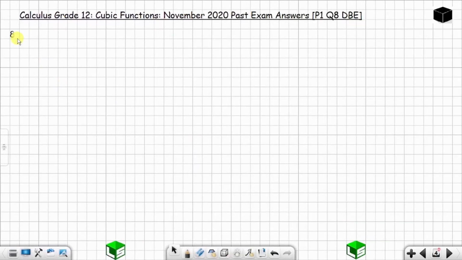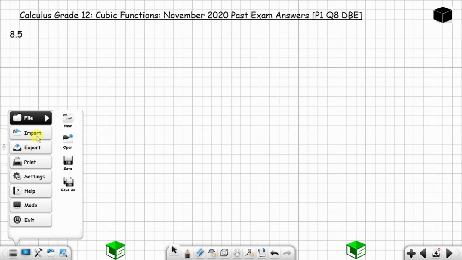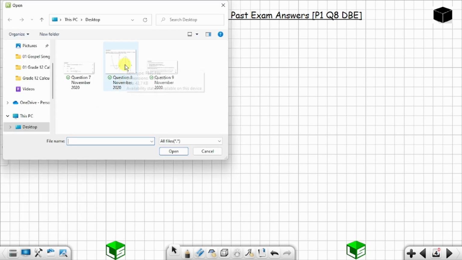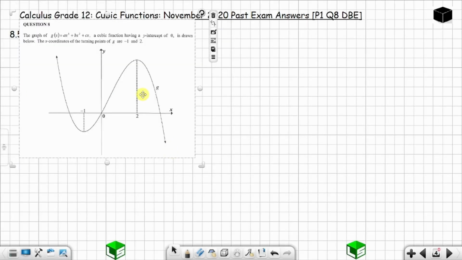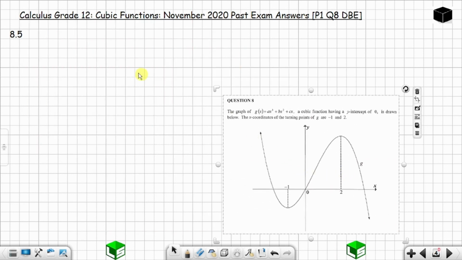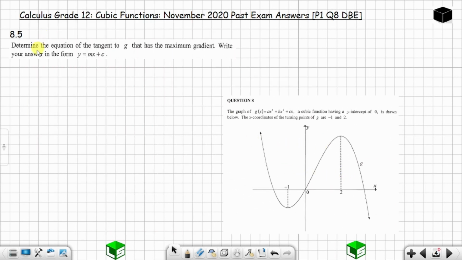And now 8.5. Let's get the question again. Question 8 from November 2020. Okay. So this is the question. What is the question saying? Determine the equation of the tangent to G that has the maximum gradient. Write your answer in the form y is equal to mx plus c. So you need to determine the equation of the tangent to G. This is G, and that tangent must have what? A maximum gradient. And write your answer in the form y is equal to mx plus c.